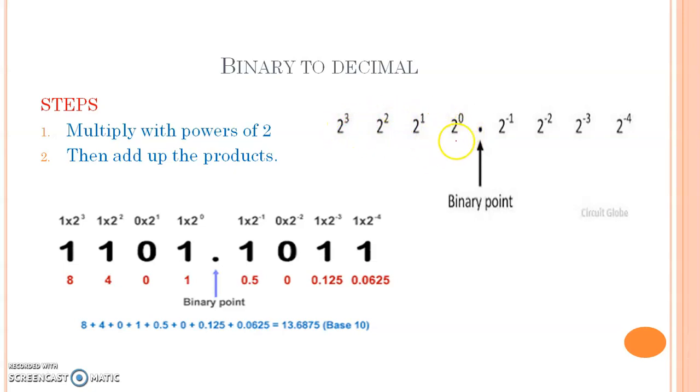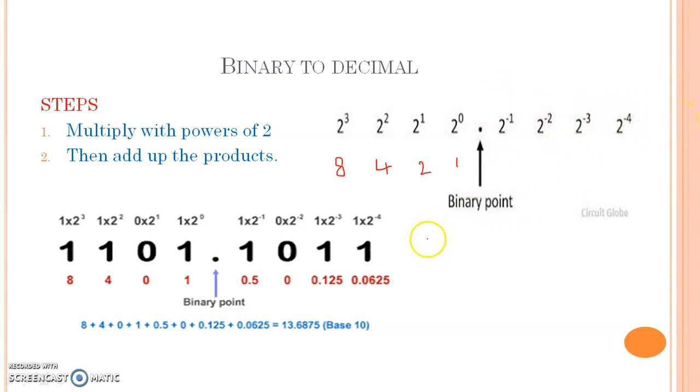So this has got the weight: 2 raised to 0 is 1. 2 raised to 1, it is 2. 2 raised to 2, it has got the weight 4. 2 raised to 3, it has got the weight 8. Similarly, after the decimal point, the powers are in the decreasing order: 2 raised to minus 1, 2 raised to minus 2, 2 raised to minus 3, etc.